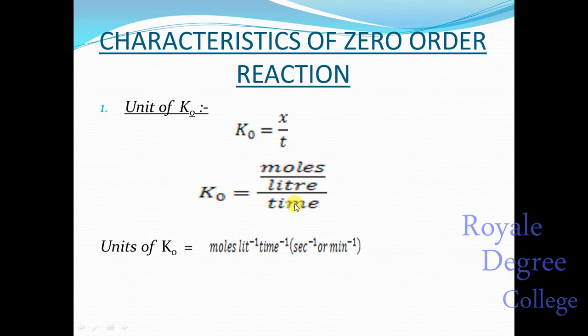So here the unit of K0 is what? Moles, and liter becomes reciprocal. Look at this once again. K0 is equal to moles. This liter is in the denominator, so it goes to the numerator: liter to the power minus 1. Then time to the power minus 1. Time we can take in seconds or minutes, so second to the power minus 1 or minutes to the power minus 1.